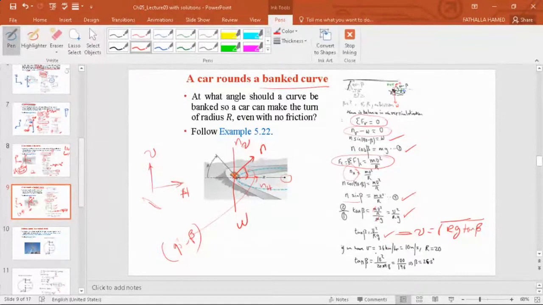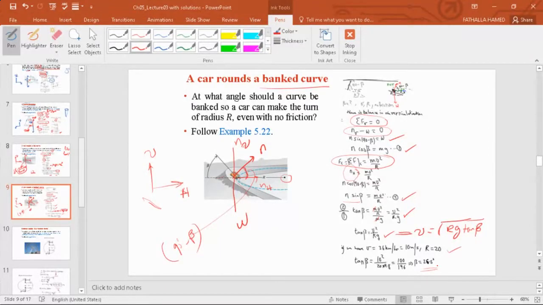So here, for example, if you want to go with the speed of 36 kilometers per hour, which is about 10 meters per second, in a radius of 20 meters, well, tan beta will equal 10 squared over 20 times 9.8, and that will give you an angle of 26.5 degrees. Now, the problem here, we're just showing you the effect of when you bank the curve. Of course, you have to add in the effect of static friction as well. But for simplicity here, we just want to show you this effect.